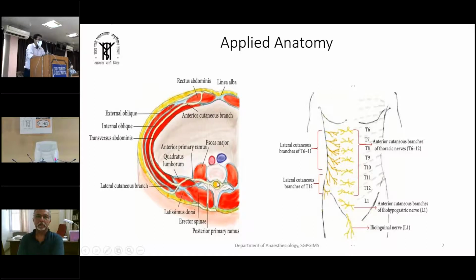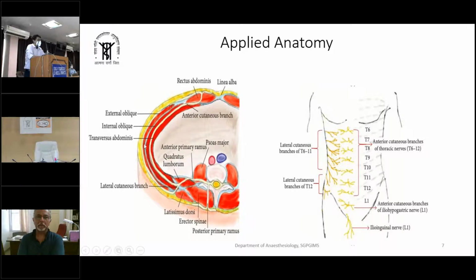We can see the vertebral column here, the vertebral body here. We can see the spinal nerve which arises from the intervertebral foramina. As soon as it arises, it divides into posterior and anterior rami. The posterior rami pierces the erector spinae muscle and supplies the skin and muscles of the back, while the anterior rami continues laterally and anteriorly in the plane between the transversus abdominis muscle and the internal oblique muscle.